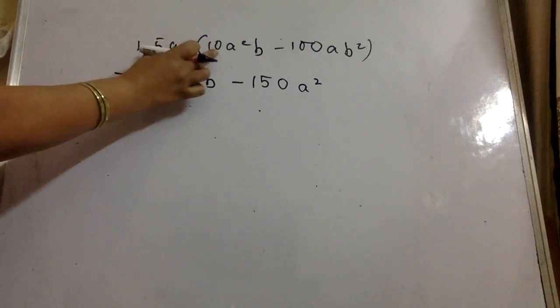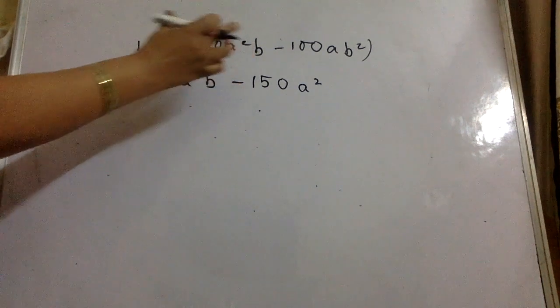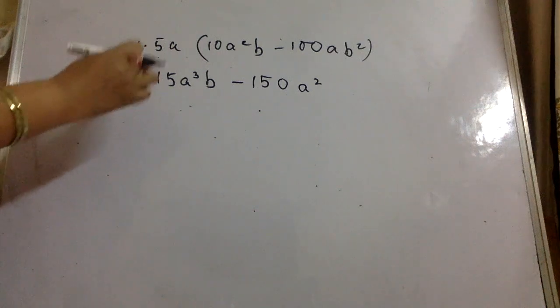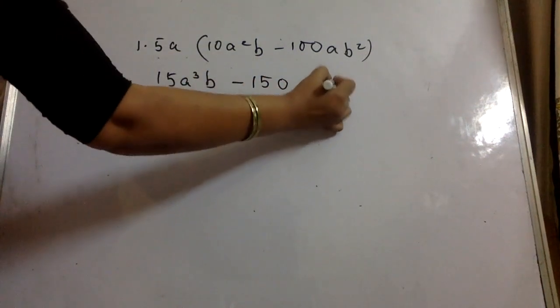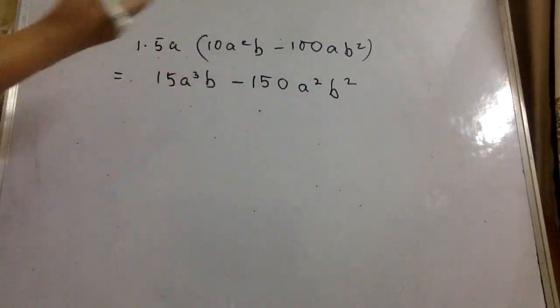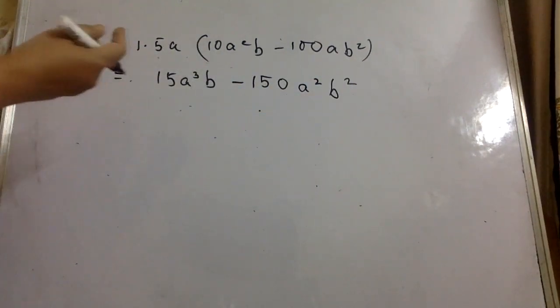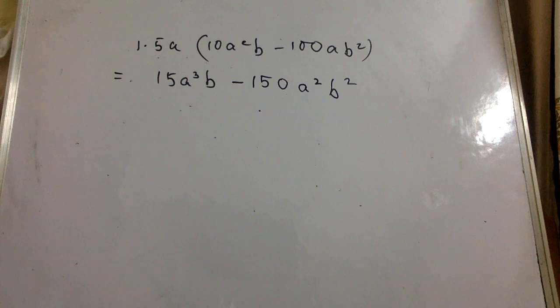If you are not understanding this multiplication, check my video on multiplication of decimals. You'll get a very clear idea. Now 150 a square b square is my answer. These are unlike terms and they are not added any further. They are not simplified rather. You don't simplify them any further.